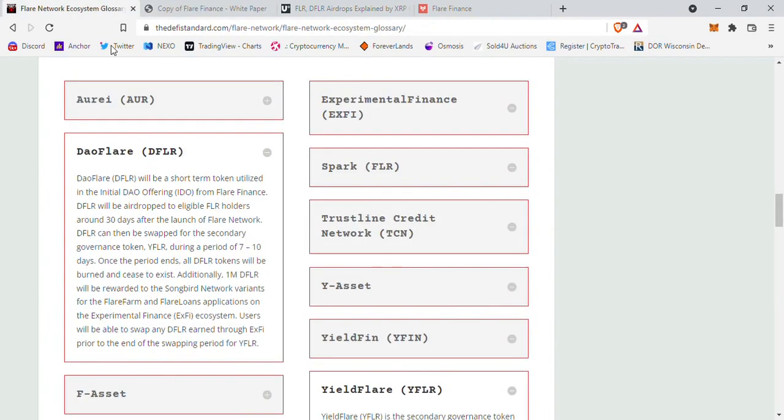So as far as that goes, we went over that: right now, 1 million DFlare is being accrued through the ExFi V2 protocols.